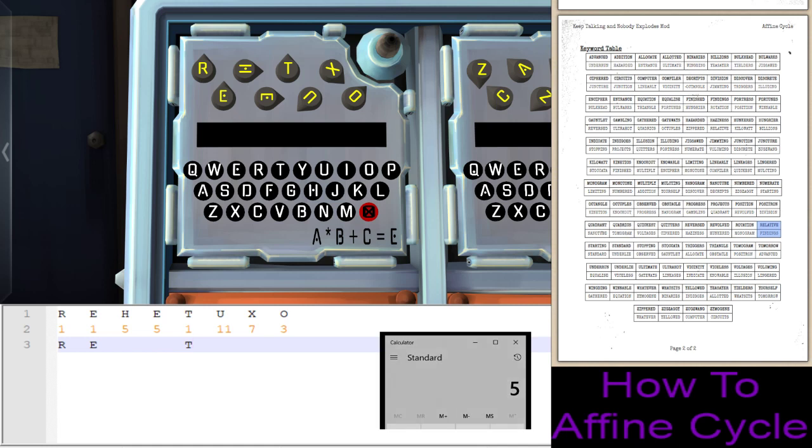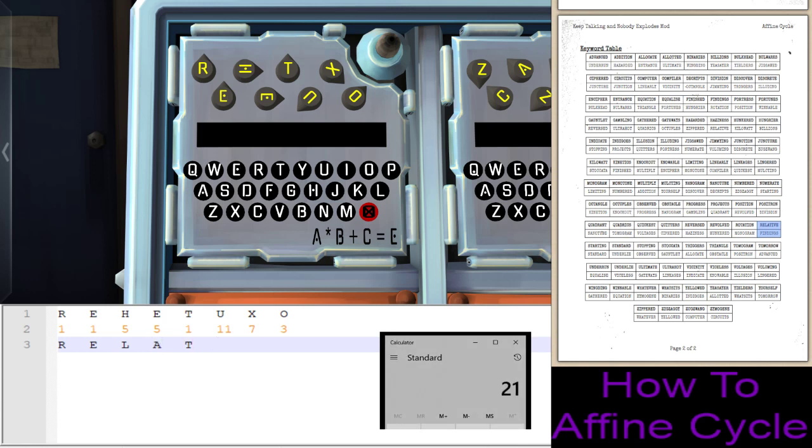H. H is 8. 8 is not a multiple of 5, so we're going to add 26. That's still not a multiple of 5. That is a multiple of 5, and if we divide by 5, we get 12. 12 is L. E, that's 5. Looking for a multiple of 5. Hey, there we are. We divide by 5, 1. 1 is A.